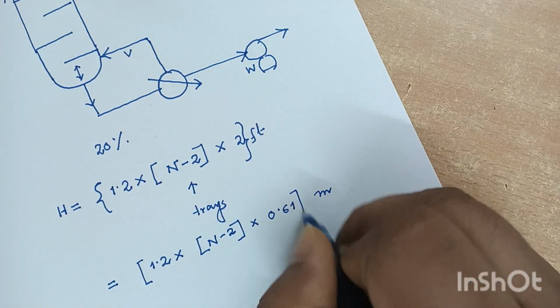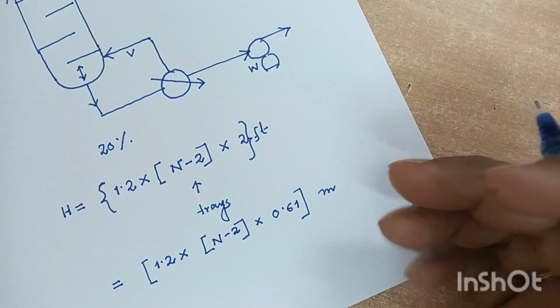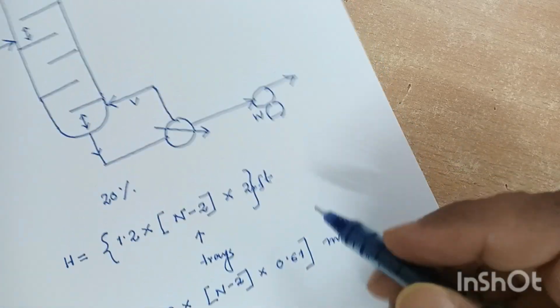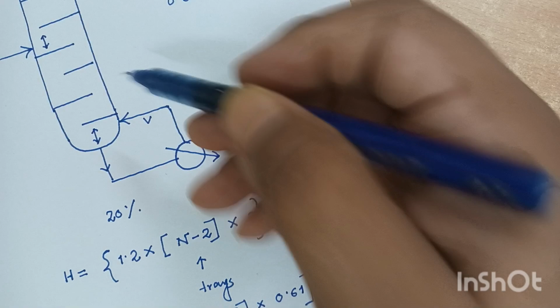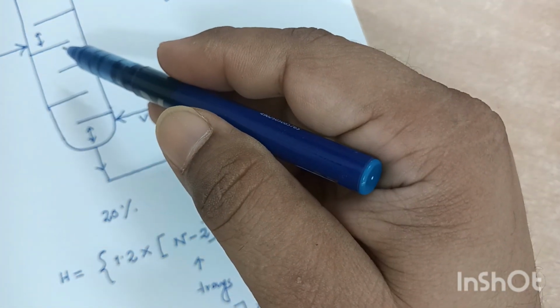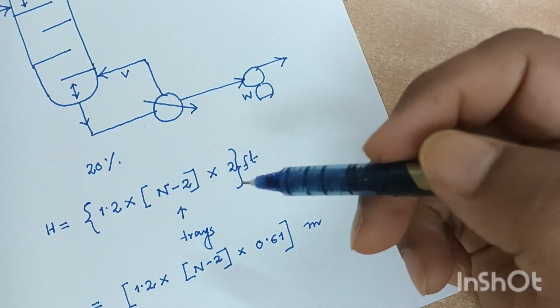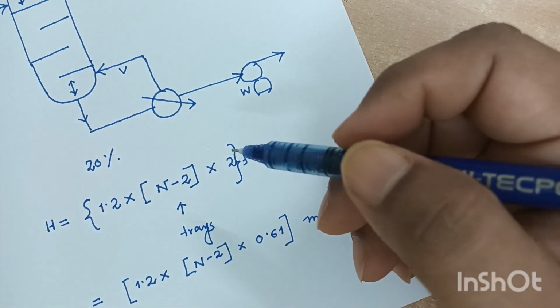So tomorrow when you come across a distillation column, if you can guess the height of the tower, you can figure out the number of trays inside the column. Or if someone gives you the number of trays inside the column, using this simple formula you can easily find out the approximate height of the distillation tower. Thank you.